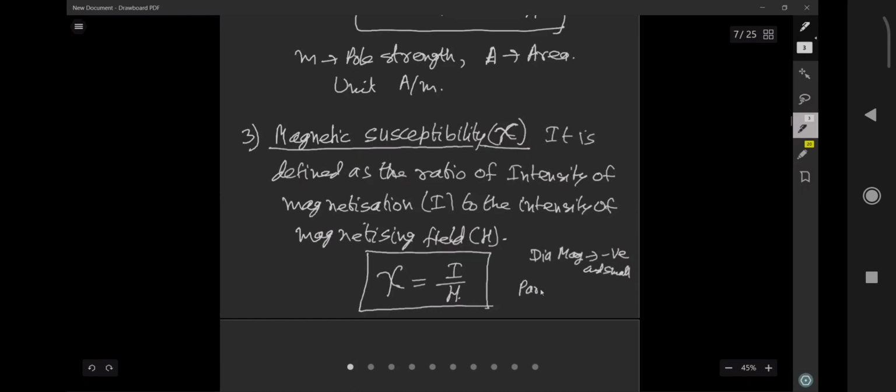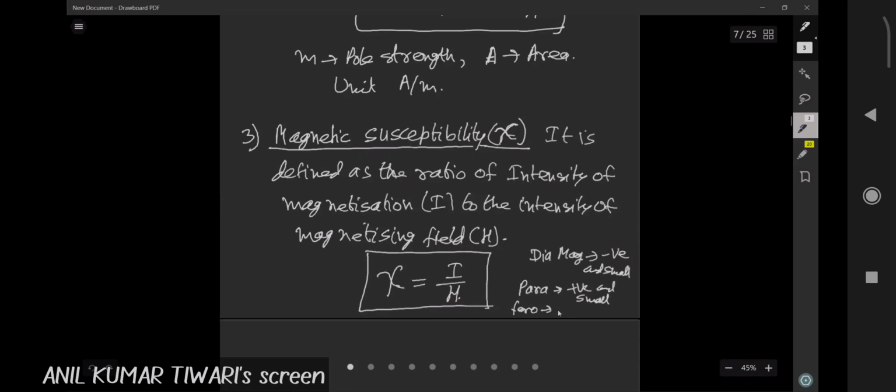What will be para? Quickly. Positive and small. What will be for ferro? Positive and large. Correct. Remember, this is also less than 1, this is also less than 1, but negative, and this is more than 1. Because here this value is large in comparison, even in a weak field it becomes very large.